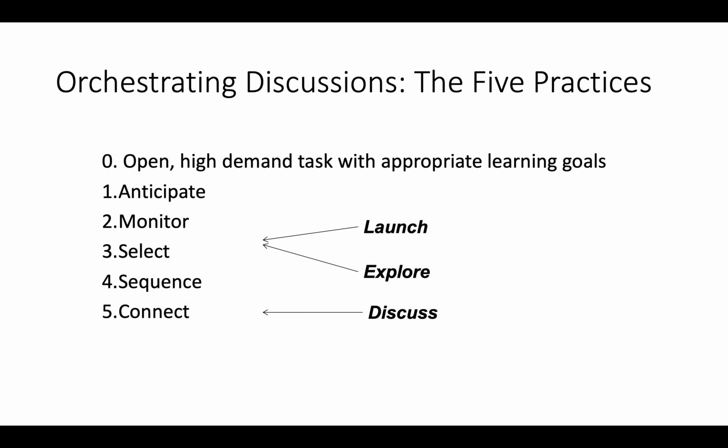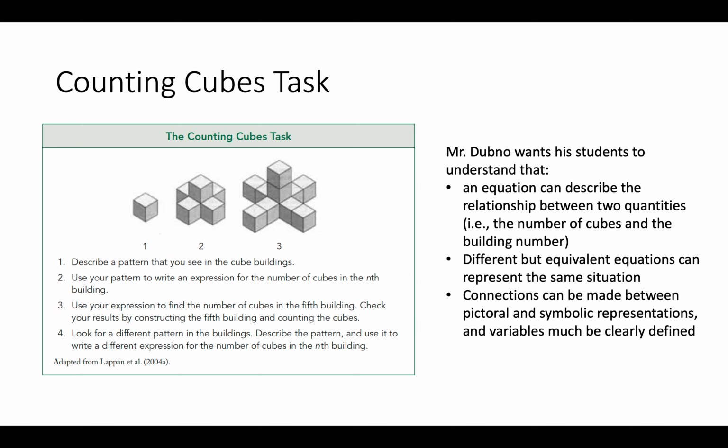So I've made my decision while I've been monitoring about who I'm going to select and what order I'm going to put them in, and then when we have our class discussion, my goal is to bring out the connections among those. So these are the 5 practices. You are going to hear that over and over again. So when we say the 5 practices, it is these 5 things: anticipate, monitor, select, sequence, and connect. And again, it was in Principles to Action. You're going to read another article about it in just a few minutes.